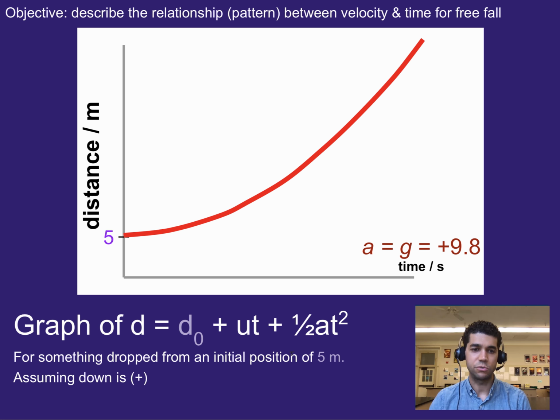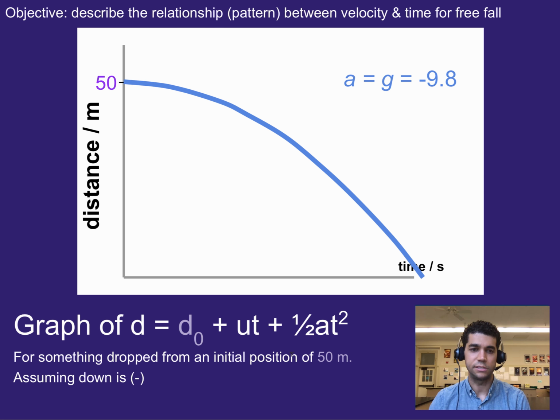Now, if we were flipping this around and assuming down is negative, then we might get a graph something like this, where it's still a parabola, but it's aimed downwards, and usually then we're having an initial height. So here, initial height of 50, gravity is in the negative direction, and so it would be accelerating downwards.